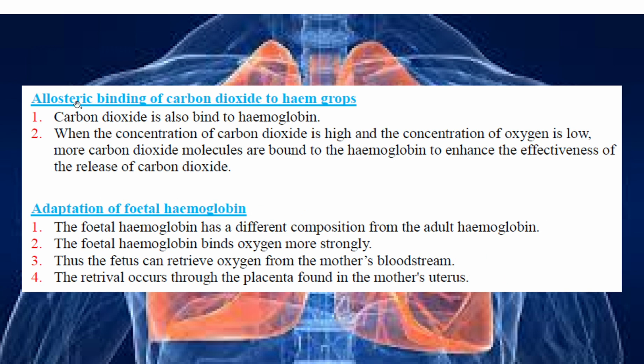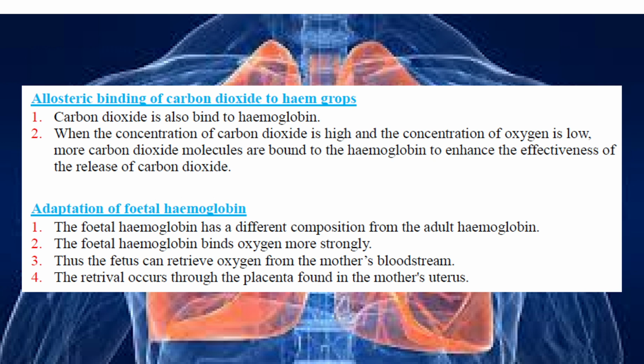And then we have the allosteric binding of carbon dioxide to the hemoglobin. Carbon dioxide also binds to the heme. When the concentration of carbon dioxide is high, the concentration of oxygen is low, so more carbon dioxide is bound to the hemoglobin, to enhance the effectiveness of the release of carbon dioxide from the body cell to the red cell to the hemoglobin.